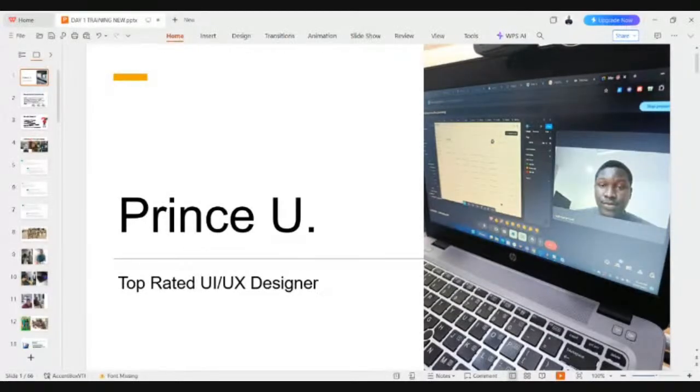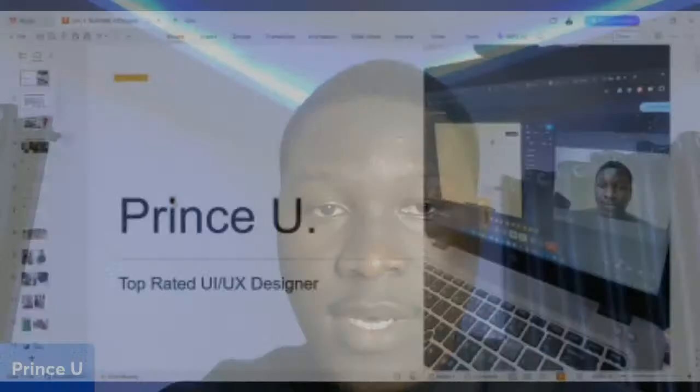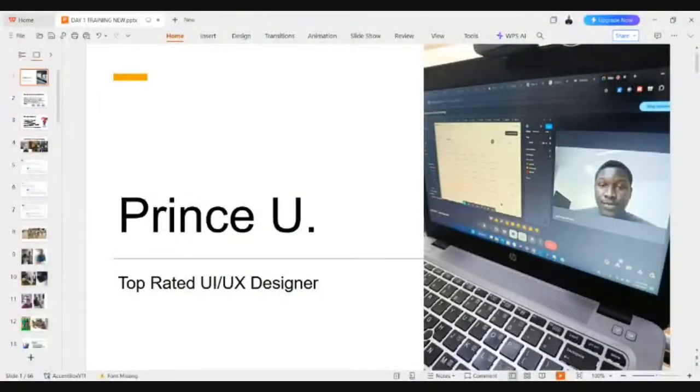So let me say this because as we continue, you might see me facing this place. This is where my monitor is, right? This is my camera and this is my monitor. So in case we're learning and I'm looking this way, I'm looking at the bigger screen, right? So don't get confused. I'm with you guys. So let me share my screen as we get started. All right. So a quick one. Like I said, my name is Prince and I'm a top-rated UI UX designer.